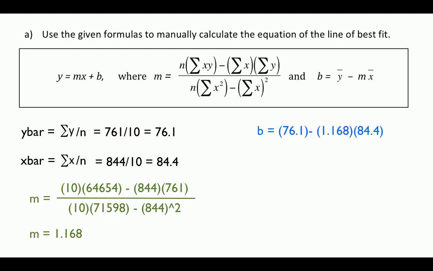So now let's find b. Y bar we just calculated was 76.1. From that, we subtract the product of m and x bar. We've got 1.168 times 84.4. We put that together. We get a b value, a y-intercept, of negative 22.479. And we put these two concepts together, and here's the equation of our line. Y is equal to 1.17x minus 22.5.